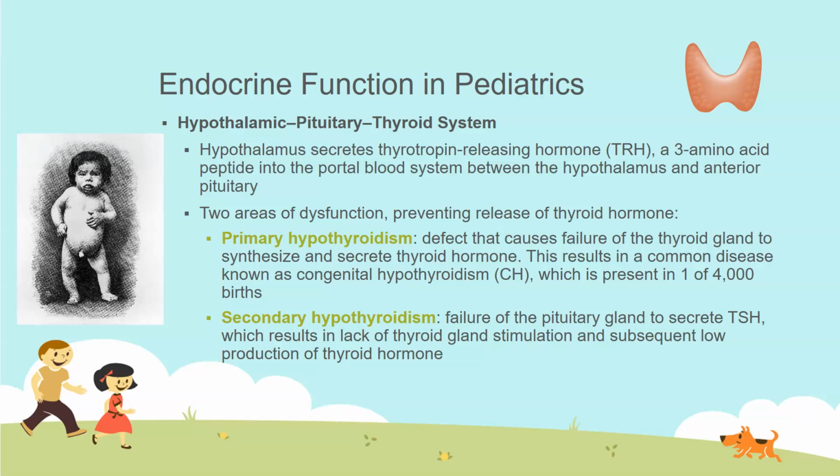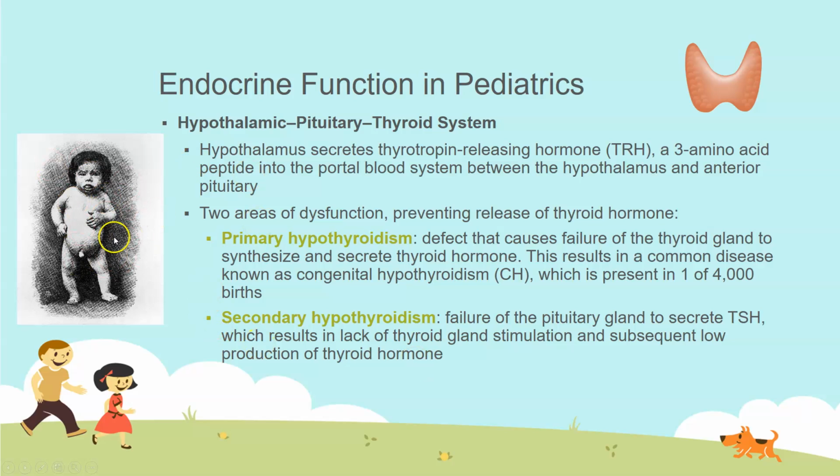And so there are two areas of dysfunction that are of concern to pediatric patients that could prevent the release of an adequate amount of thyroid hormone. There's primary hypothyroidism. It is a defect that causes a failure of the thyroid gland itself, and it will not synthesize and secrete the thyroid hormone. And this results in a common disease known as congenital hypothyroidism. It used to be called cretinism, and it is present in 1 of 4,000 births. It obviously can be treated by simply administering thyroid hormone.